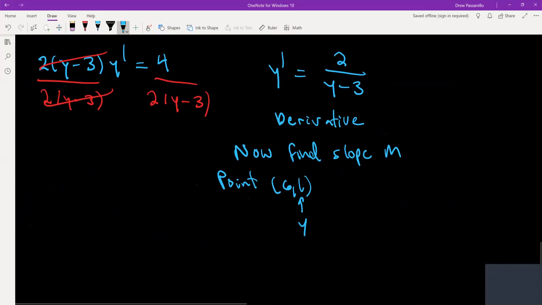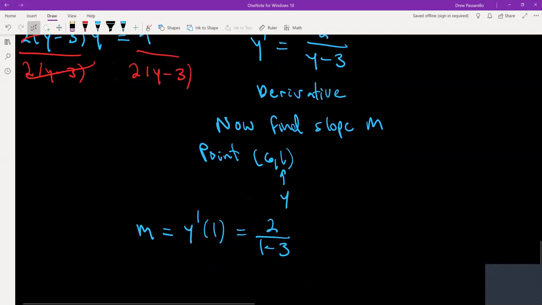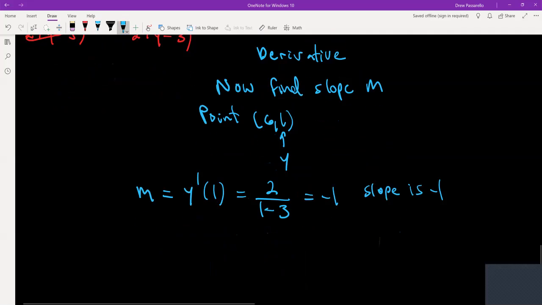And so the slope is going to equal, plugging in 1 for y, 2 over 1 minus 3. If it had a variable x involved, we would plug 6 in also, but in this case it doesn't. So 1 minus 3 is negative 2, so it's 2 divided by negative 2, which is negative 1. That means our slope is negative 1. So now I'm ready to go ahead and find the equation of the tangent line.